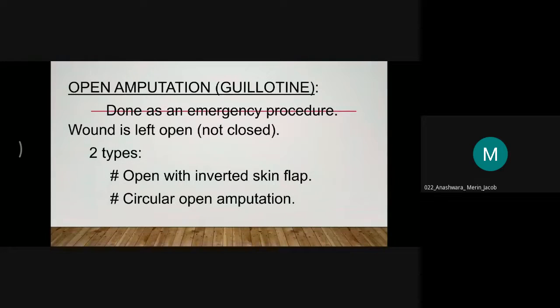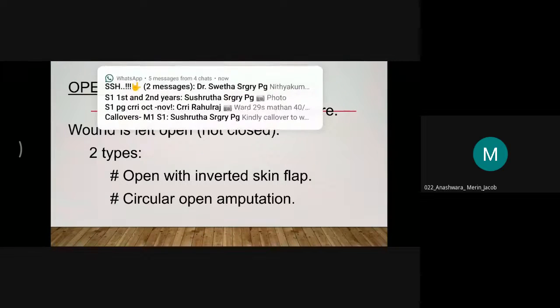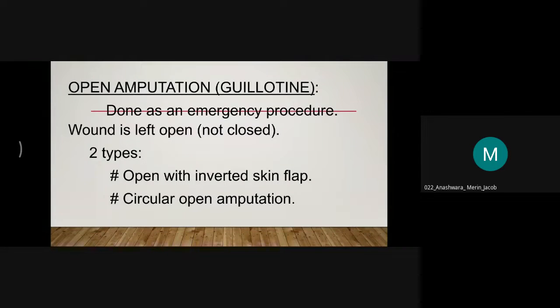In open amputation we have two types. One is open with inverted skin flap, and the other is circular open amputation. Open with inverted skin flap means we leave a flap of skin with muscle on the posterior or anterior aspect, either one side, which we will use for closure of the wound in the forthcoming days, when the wound is healthy after multiple debridements, without any slough and without any organism on repeat pus cultures. And the other one is circular amputation.